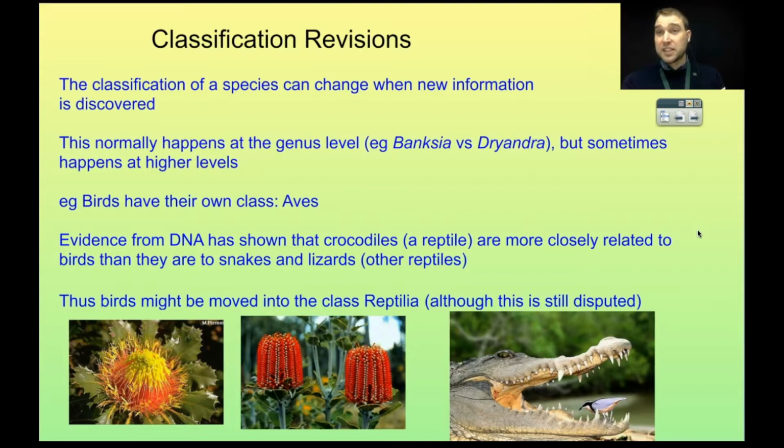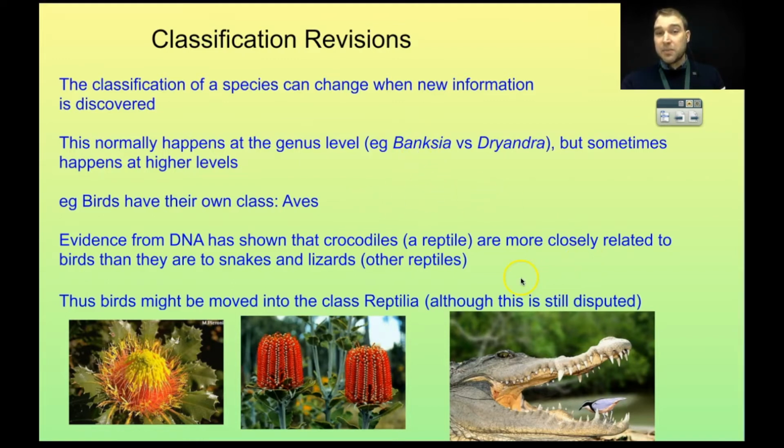The names aren't necessarily set in stone. The classification isn't necessarily set in stone because when new information is uncovered, scientists change their mind. When we're talking about classification, this normally happens at the genus level, which is very, very low down in the classification system. A good example here is Banksia and Dryandra. So Dryandra and Banksia, they're originally in two different genuses in plants. But after looking at some more information and looking at some genetics, it was decided that they're not that distinct from each other to be in a separate genus. So now they're all in the genus Banksia.